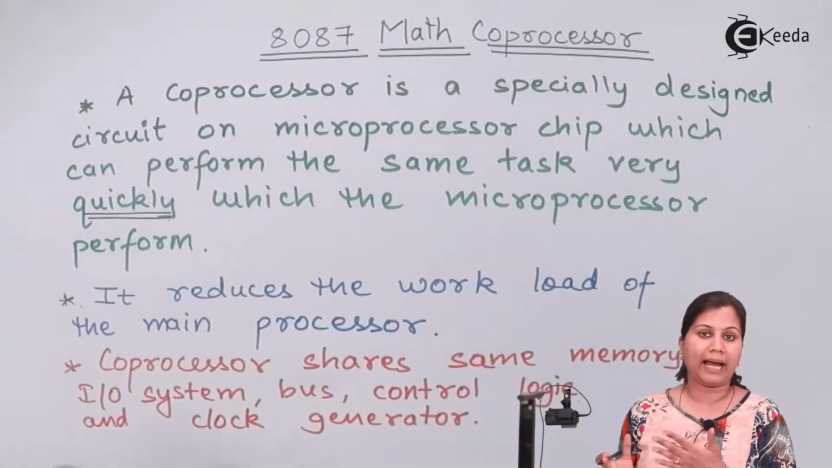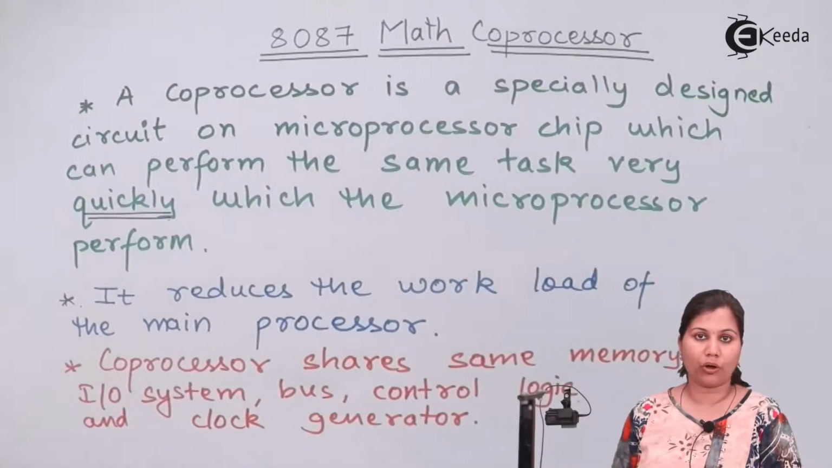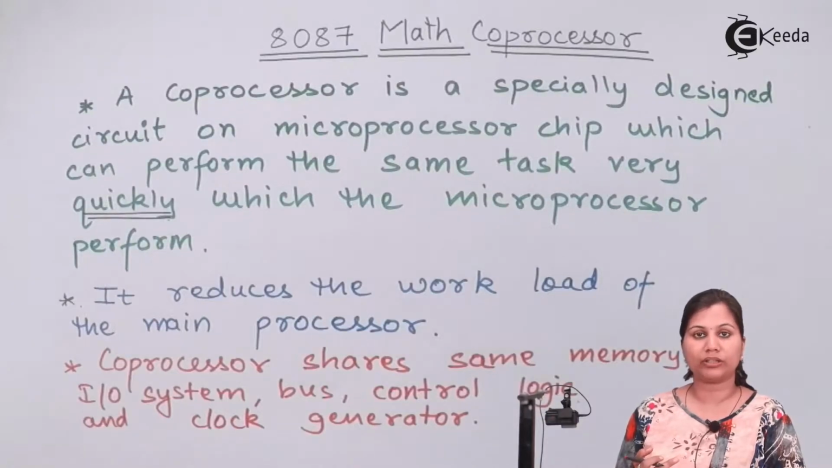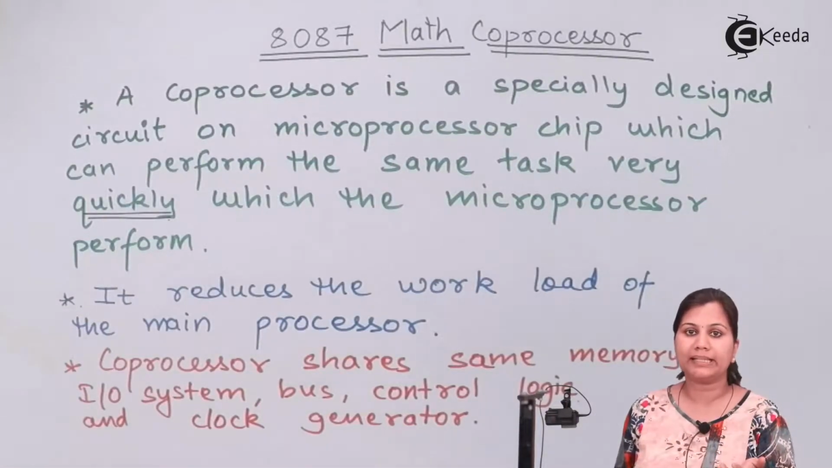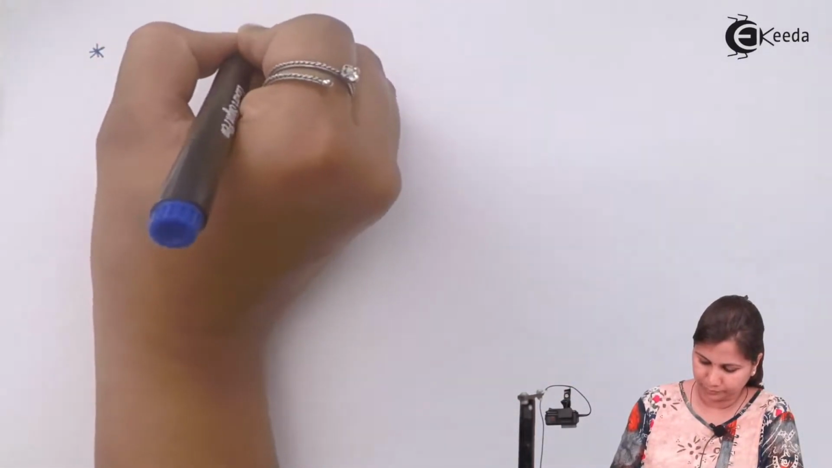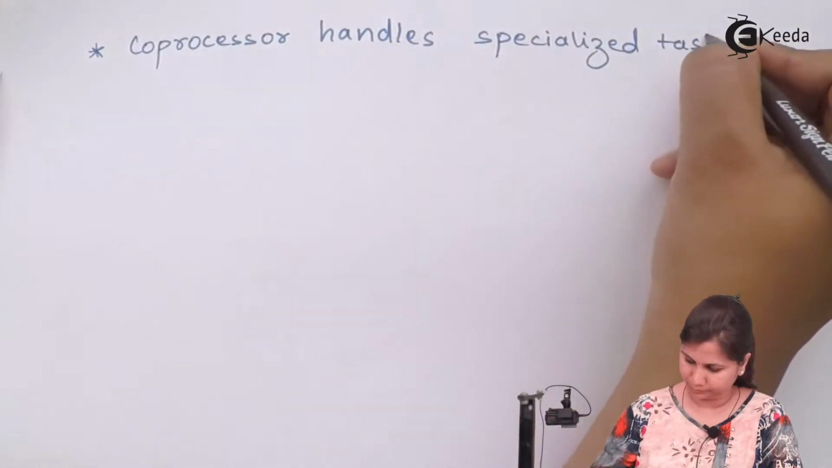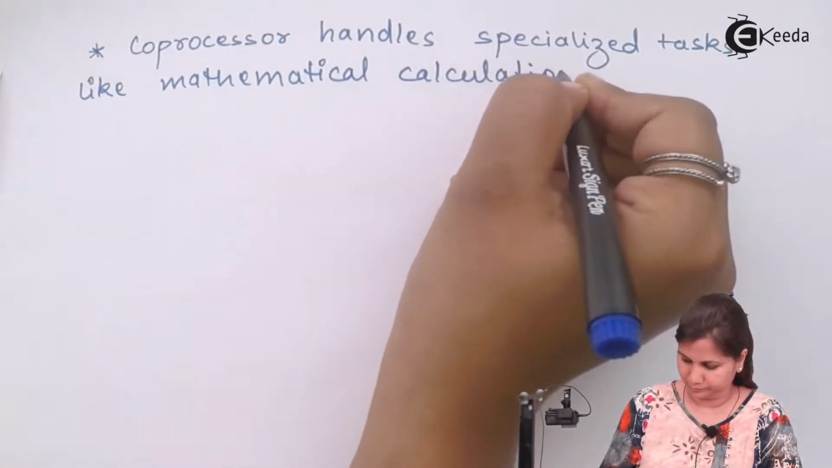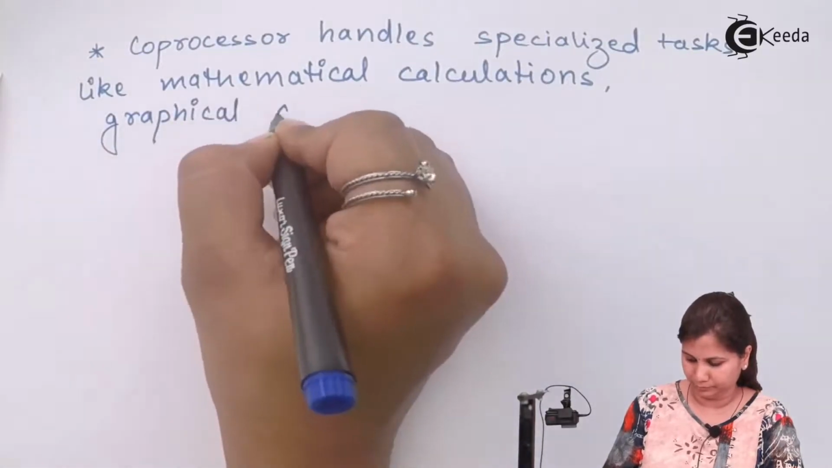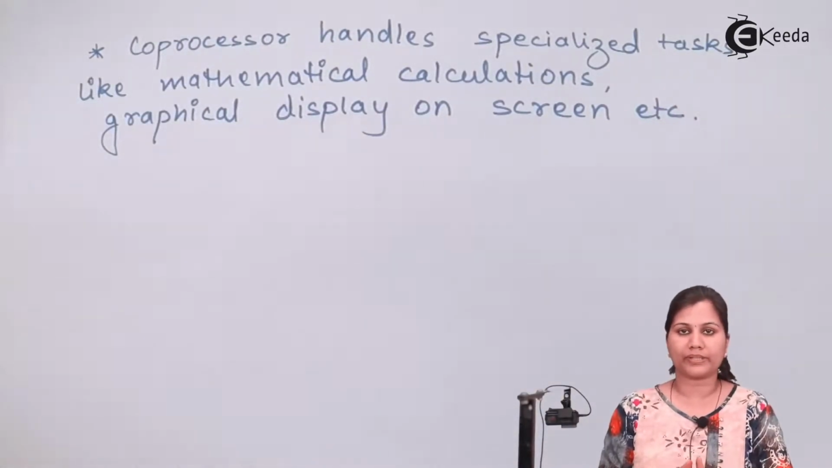Now what type of tasks will be handled by the coprocessor? The coprocessor will do all the arithmetic and logical operations. Then graphical displays on the screen will also be handled by the coprocessor, so that the microprocessor does not get busy in doing those tasks. So this is what a coprocessor is.